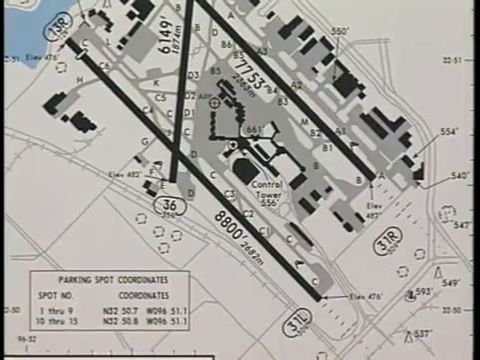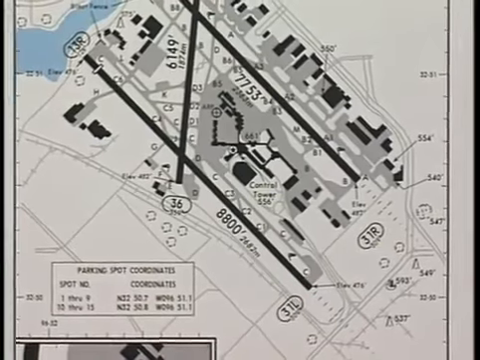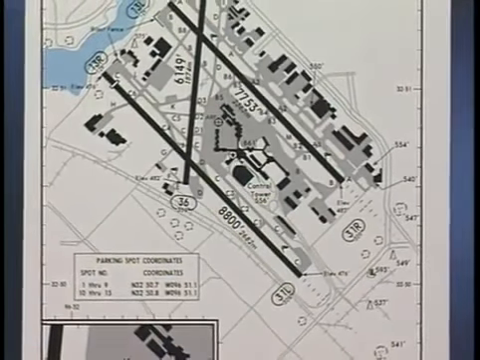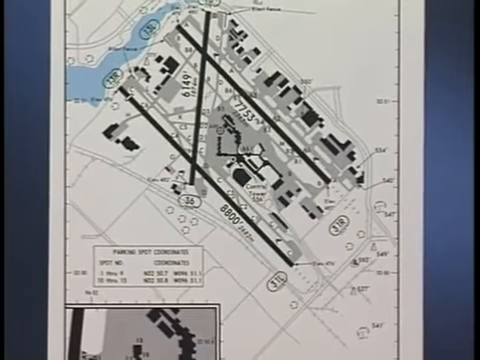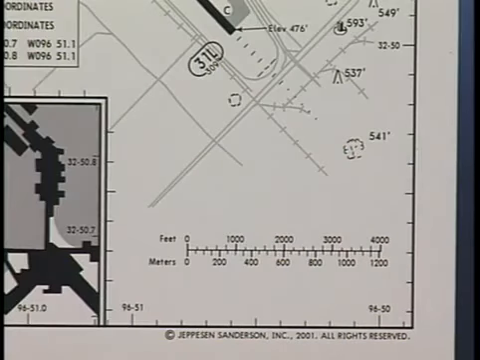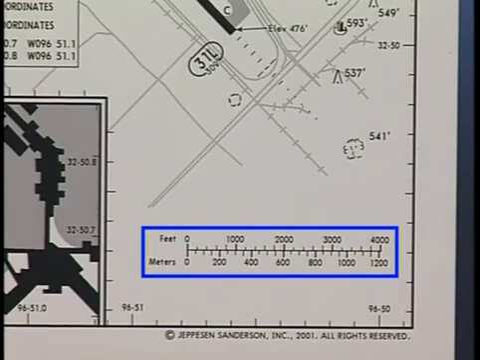The plan view on the airport chart depicts a diagram of the airport, including the runways, taxiways, and buildings. The scale of the charts varies, so a bar scale is provided to indicate diagram dimensions.